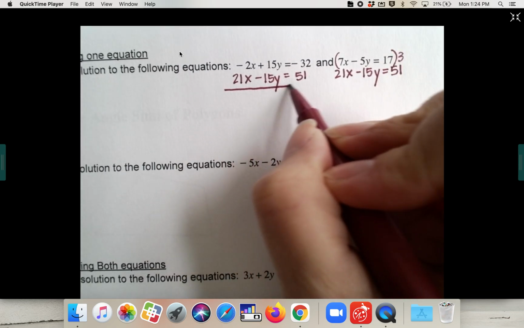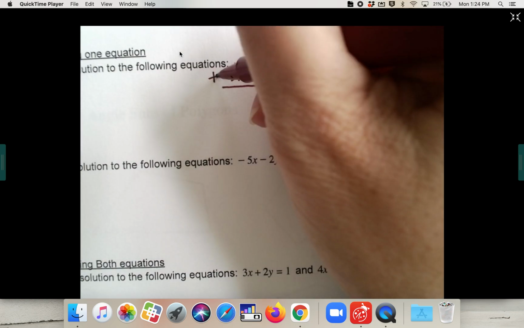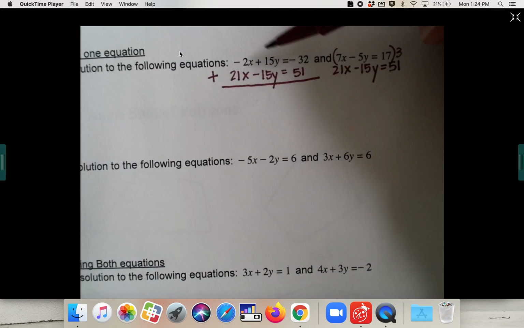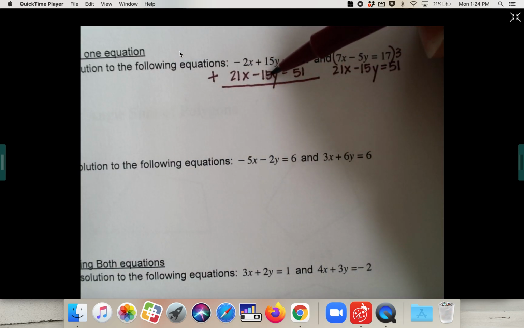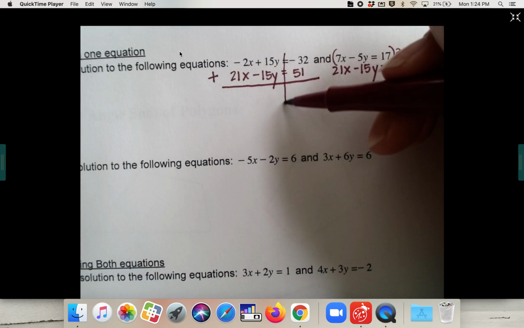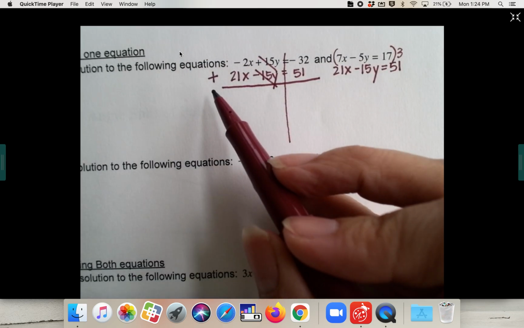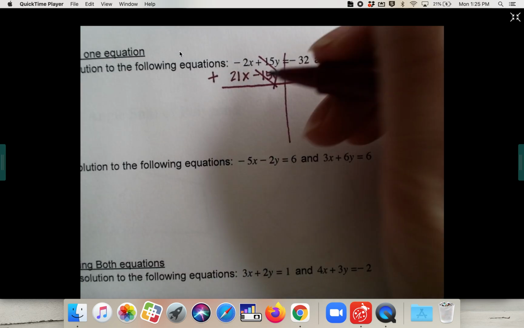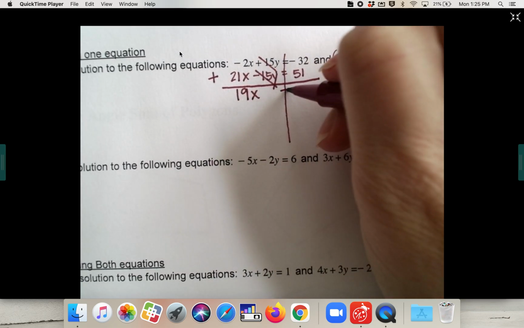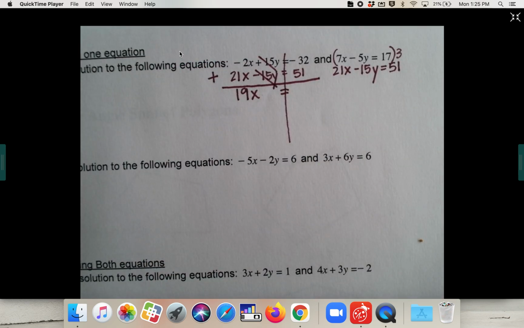And now let's decide if I need to add or subtract. I'm going to eliminate positive 15y and negative 15y by adding. Again, if I subtracted, that'd be 15 minus negative 15, which would actually be positive 30. It wouldn't be 0, and I want it to be 0. That's how to eliminate. So now that I'm adding, they will eliminate, and I have to add all the other terms. So negative 2x plus 21x is 19x. And negative 32 plus 51, there we go, is 19.